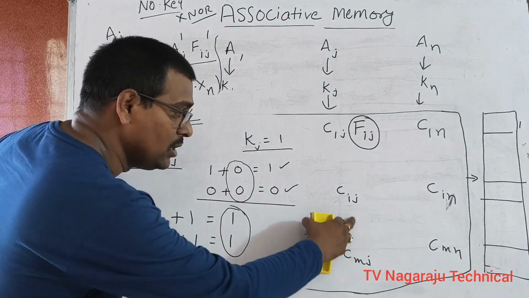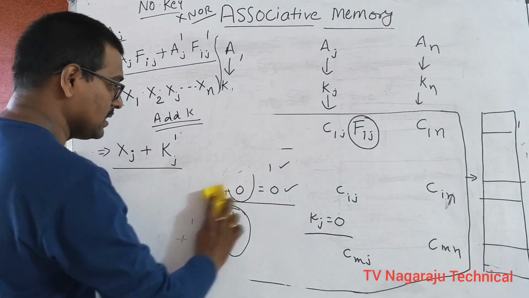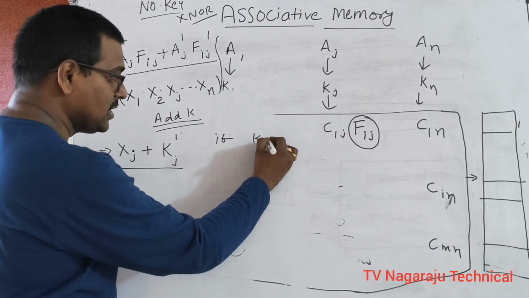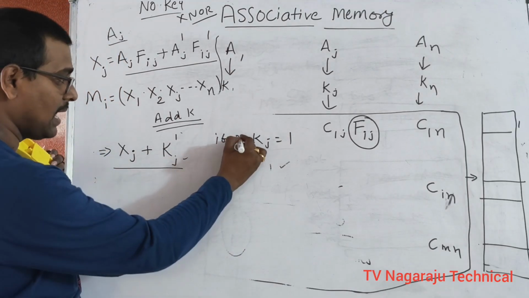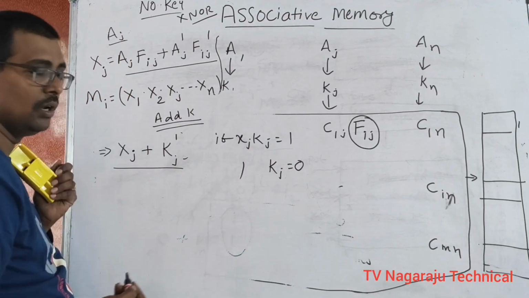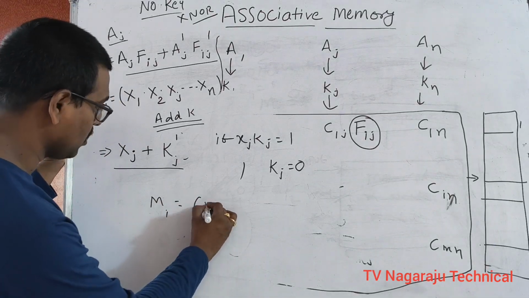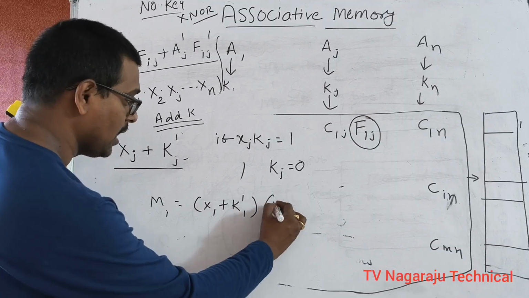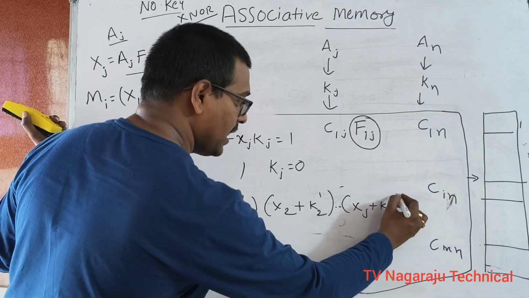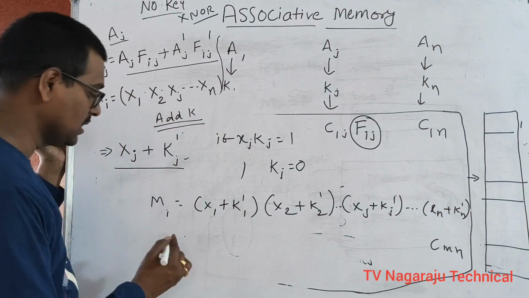If this value is equal to 0, I forcibly mark the result as 1. That is the reason I updated the equation to xj plus kj dash. If kj is equal to 1, what happened? The answer is equal to xj. If kj is equal to 0, the answer is directly 1. Now we simply modify the equation. Now m corresponding is equal to x1 plus k1 dash, x2 plus k2 dash, and so on, xj plus kj dash, and so on, xn plus kn dash, like this. This is my equation.